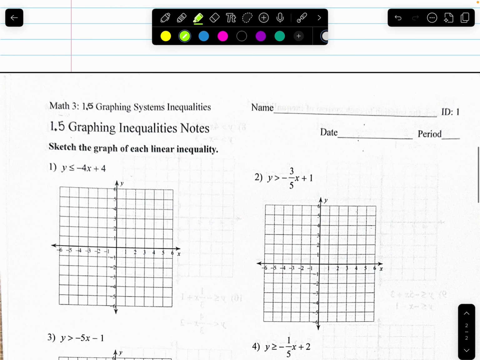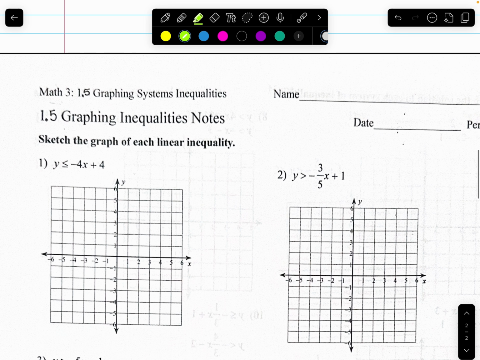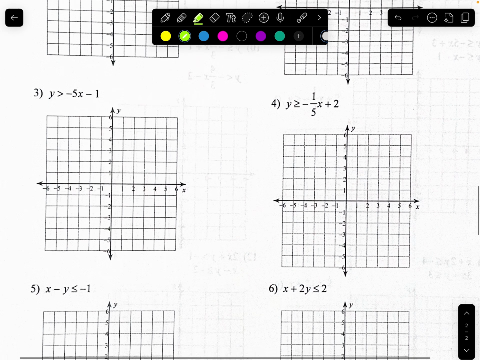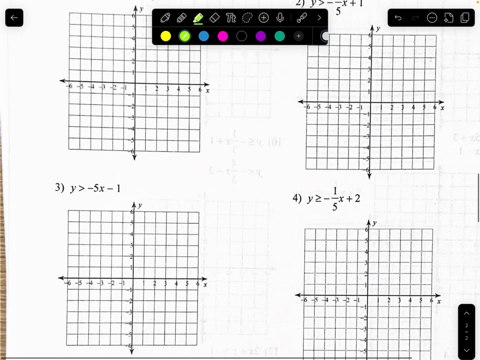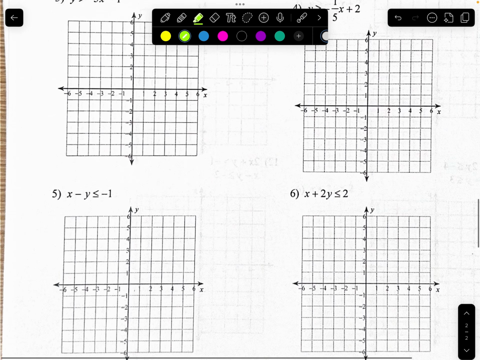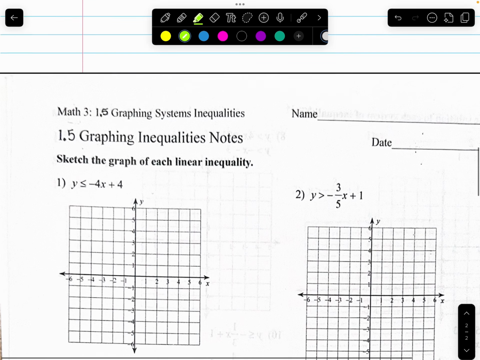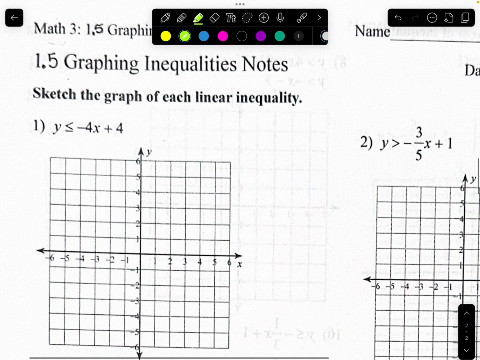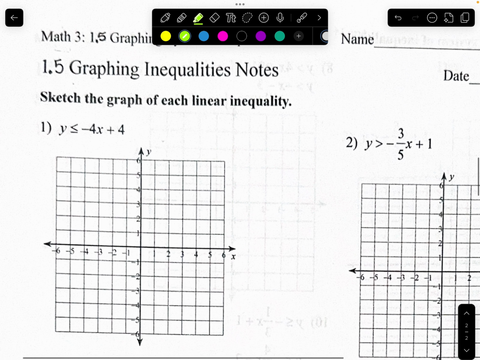All right, next, I'm only gonna do the first 2 for you guys. You guys will do the rest. Okay, well, not the first 2, but 1, 2, 5, and 6. Okay, 1.5 graphing inequalities. Notes, you guys will staple these. Okay, you guys know where staplers are. Staple them. Make sure you return everything before you leave.